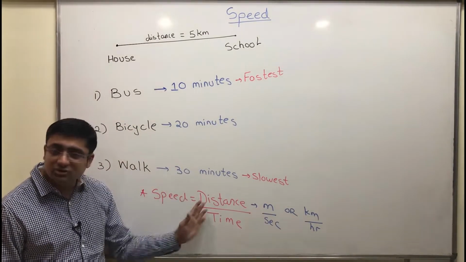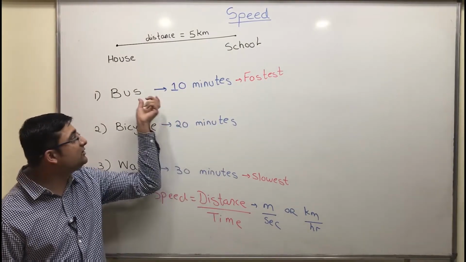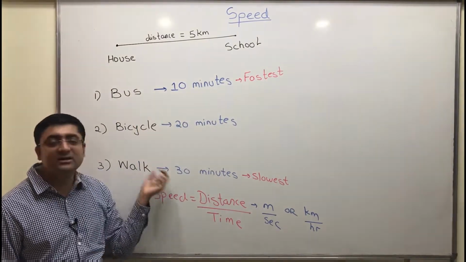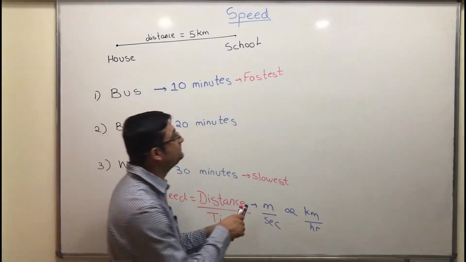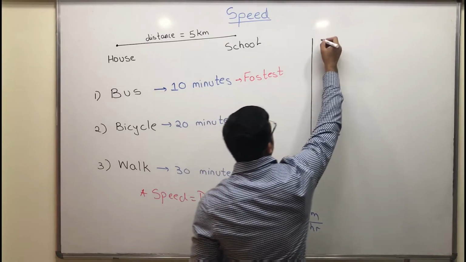Is this clear? So now what I'm going to do is, I'm going to calculate the speed of each of these. So we're going to calculate the speed of the bus, speed of the bicycle, and speed while walking. So see, let's first talk about the bus.